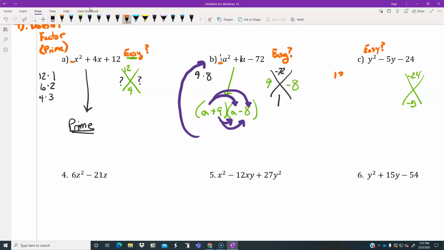Multiplies to 24. That's a 12 and a 2. There's no way that's making 5. And I think we've got a 6 and a 4. That's going to either make a 10 or a 2. That ain't going to work. How about an 8 and a 3? Rock and roll. There's my combination that makes 5.